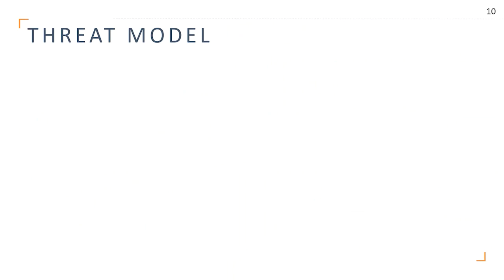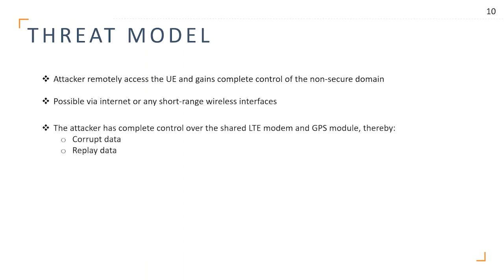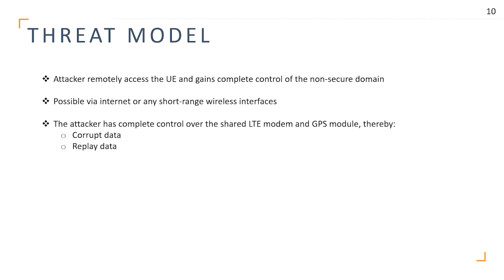Now moving on to the threat model, we consider that the attacker can remotely gain access to the UEs via cellular internet or any other short-range wireless interfaces. Once the attacker has remote access, we consider that the attacker has complete control of the non-secure kernel.